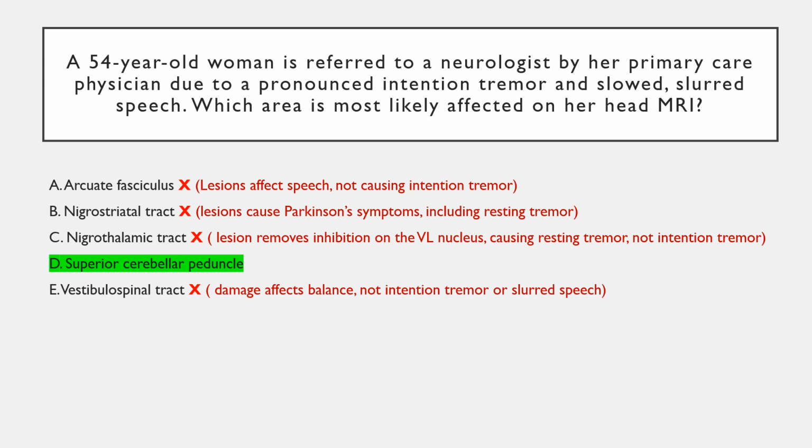Option E is incorrect as the vestibulospinal tract includes the vestibular fibers carrying information to the spinal cord. Damage to the vestibulospinal fibers would interfere with the patient's sense of balance. However, it would not cause the intention tremor or slurred speech as reported in this patient.